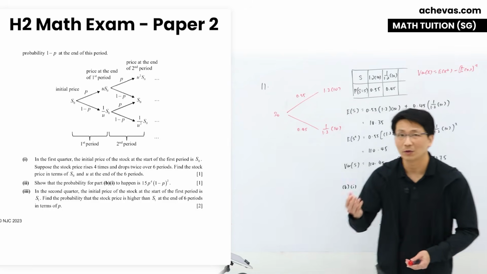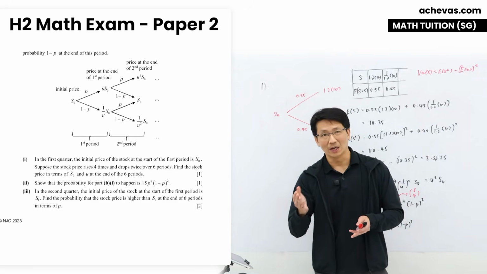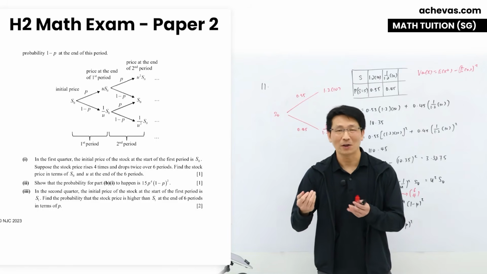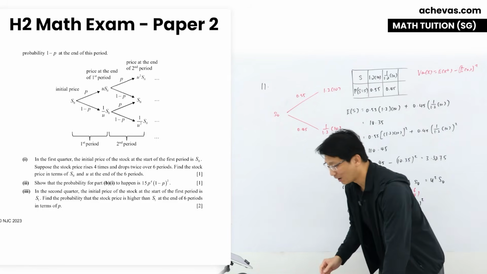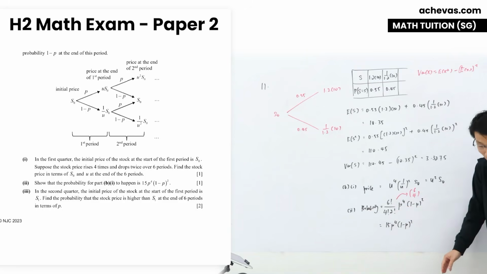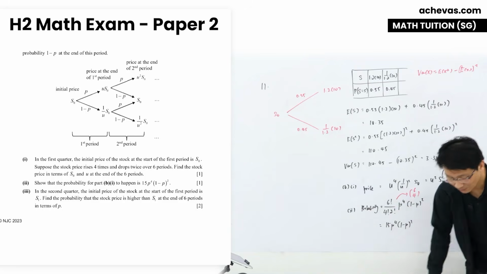You can also think of this like doing 6 choose 4 if you want. Like out of 6 periods, you choose 4 to be the up. So automatically 2 will be down also. All right, so you can also do 6 choose 2. So we have many choices. So we just choose the one that you are more comfortable with.